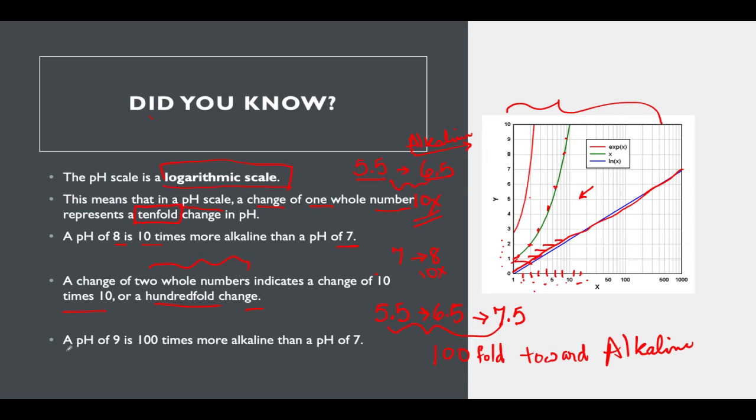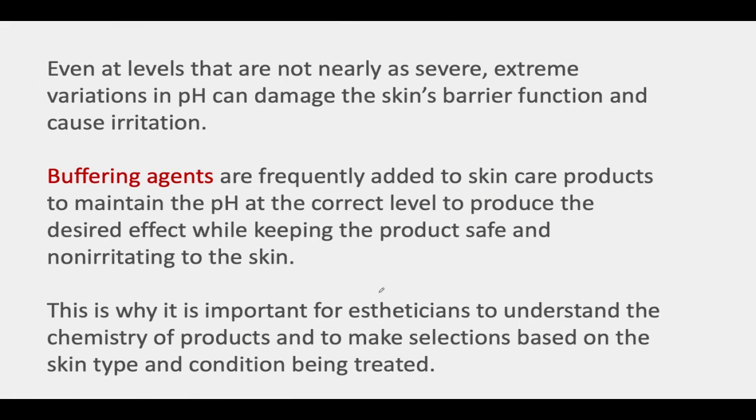The book also gives an example: a pH of 9 is 100 times more than a pH of 7. So from 7 to 8, and then if it goes to 9, we have another tenfold change. So that results in a 100-fold change. All right, and so that's another thing.